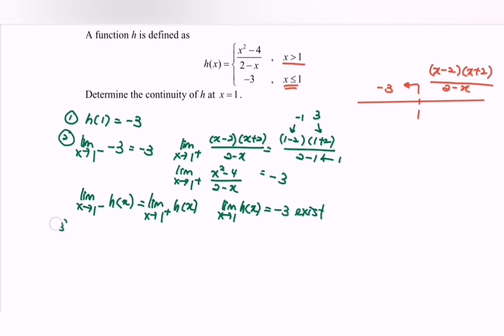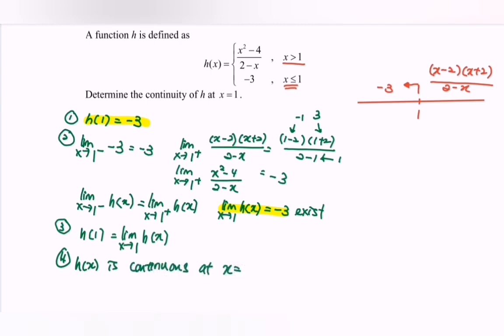Step number 3, h(1) equals to limit when x approaching 1 for the function h(x). So is it the same? By referring to this part, we have the negative 3. For this part, we also have the negative 3. So we can say h(1) is equal to the limit when x approaching 1 for the function h(x). So we can say that h(x) is continuous at x equals to 1.